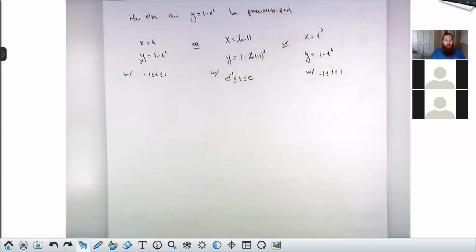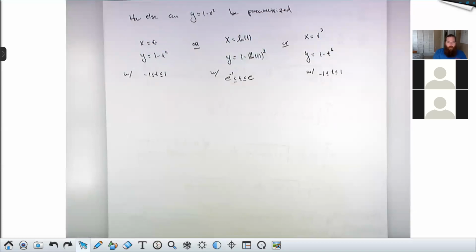The trick is you can pick pretty much whatever you want for your x function. And then your y function, you just plug your x guy into the original equation. So I know I want y to be 1 minus x squared. So whatever I choose for y, it just has to be 1 minus this squared. So here it's 1 minus ln t all squared, because that makes this equation equivalent to y equals 1 minus x squared. Here, this is a t to the 6 because t cubed squared is t to the 6. So this is 1 minus this squared.